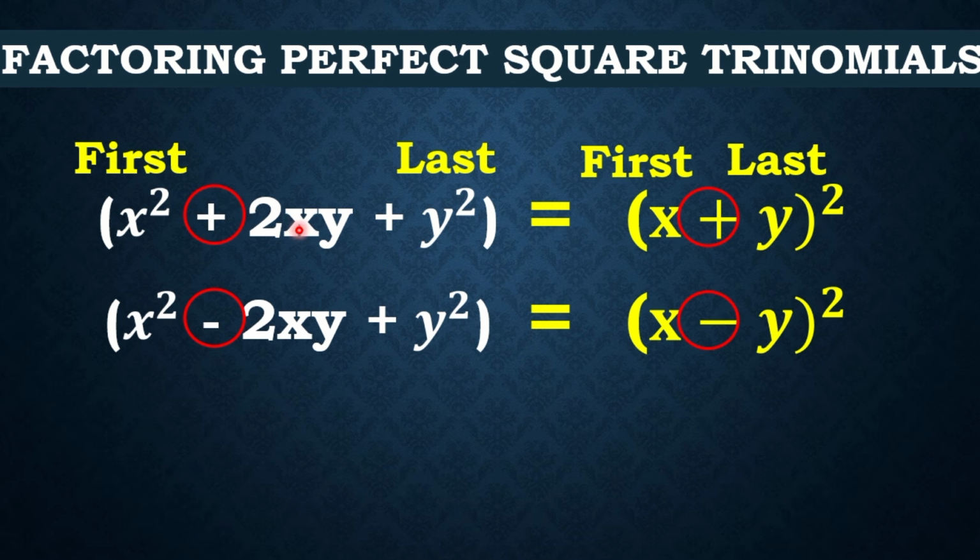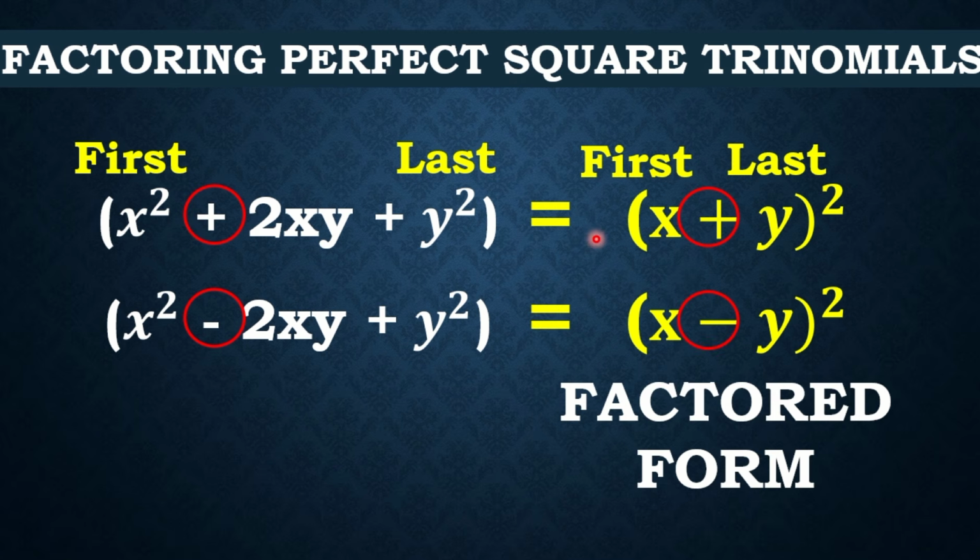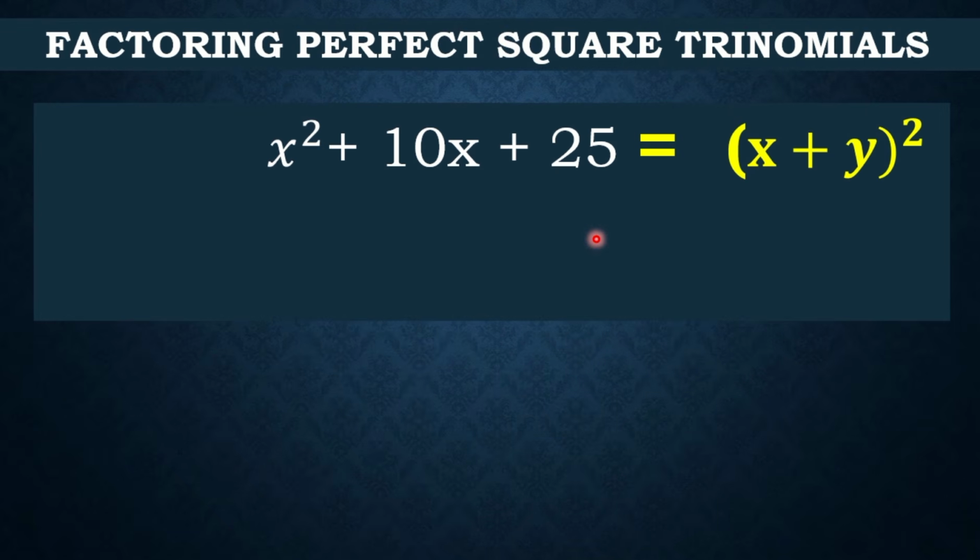So, ito lang titingnan natin. Kapag ang given na mo na perfect square trinomial ay positive ito, positive rin ang factored form. Pag negative siya, negative din ang factored form natin. Okay? And these two are the factored form of a perfect square trinomial. So, let's have an example. So, I have here x squared plus 10x plus 25.